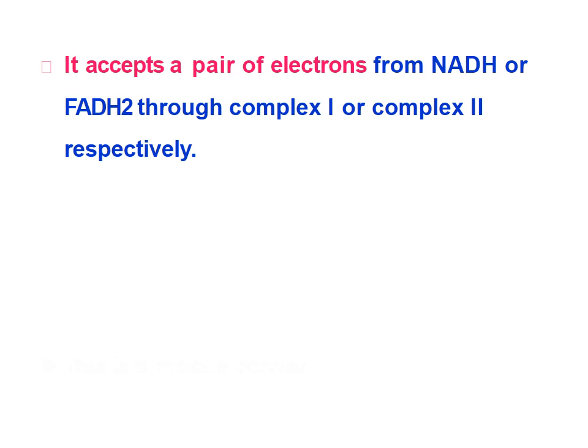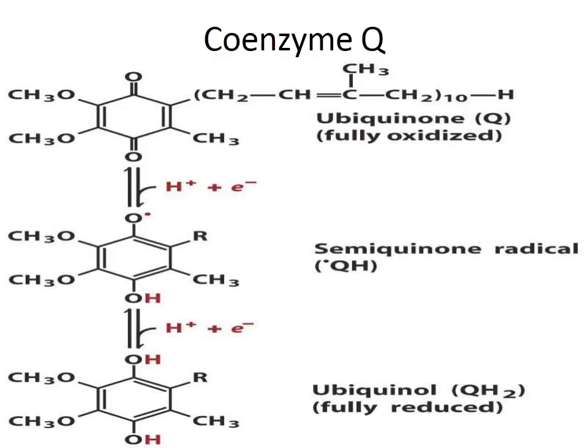This ubiquinone accepts a pair of electrons from complex 1, NADH or FADH2, or from complex 2, and then it will be given to the next complex 3. In this slide we can see coenzyme Q, ubiquinone Q. It is fully oxidized. How it is getting converted into fully reduced QH2, that is ubiquinol. Ubiquinone becoming semiquinone QH and finally ubiquinol QH2.